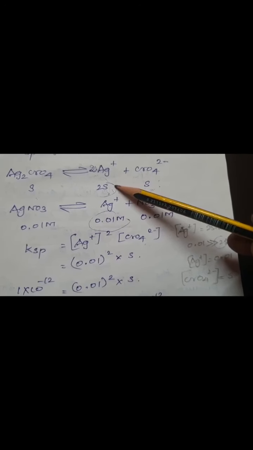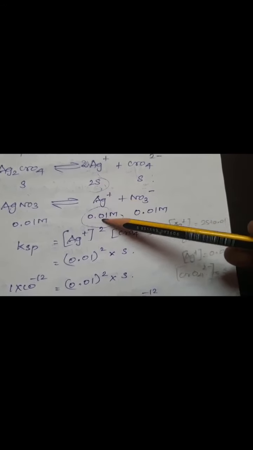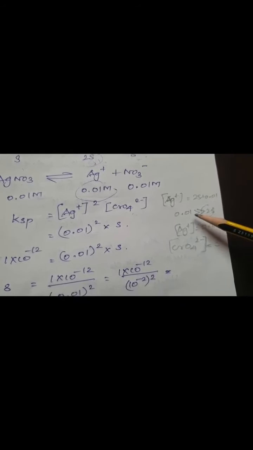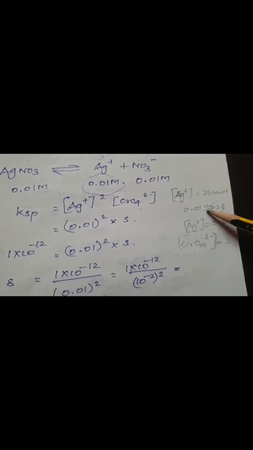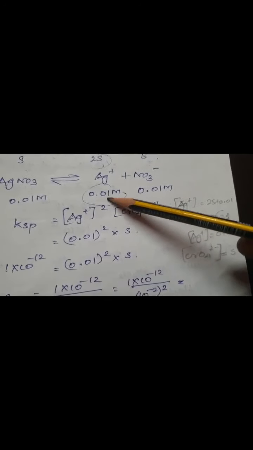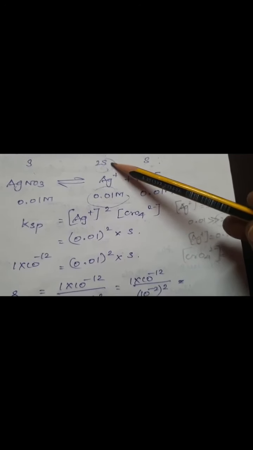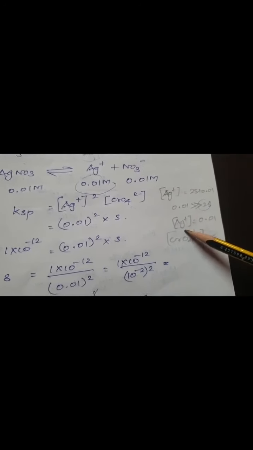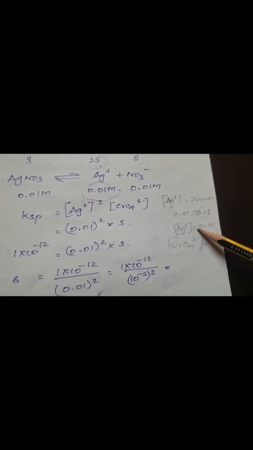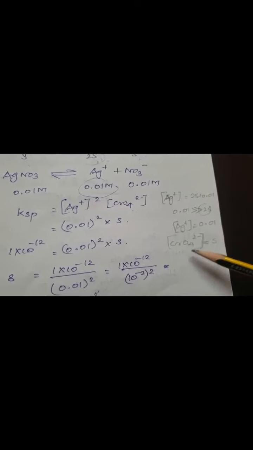So this concentration is not known. How many Ag plus are here? Concentration 2S plus 0.01. But 0.01 is very much greater than 2S; 2S is too small. So we can neglect this value, and the Ag plus concentration is taken as 0.01.